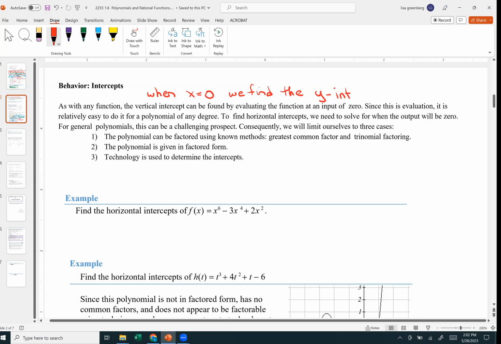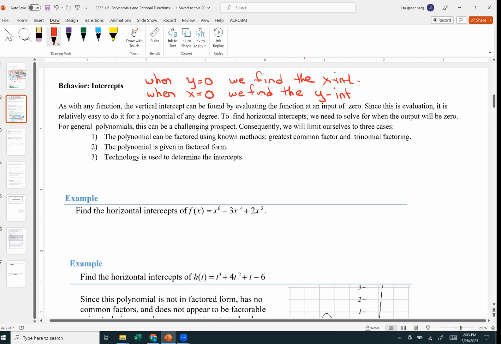Since this is an evaluation, it is relatively easy to do for a polynomial of any degree. To find horizontal intercepts, we need to solve for when the output will be 0. So that's a little bit more difficult. So this is the y-intercept, and what the other is saying is when y equals 0, we find the x-intercepts. Okay? That's what all that says with vertical and horizontal.